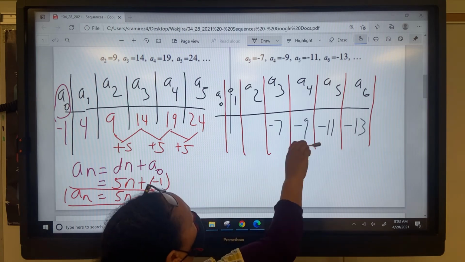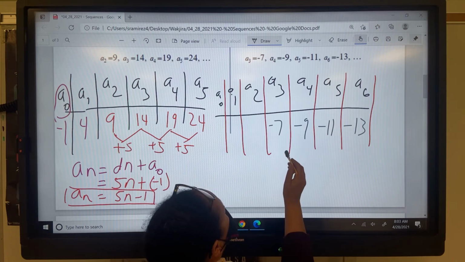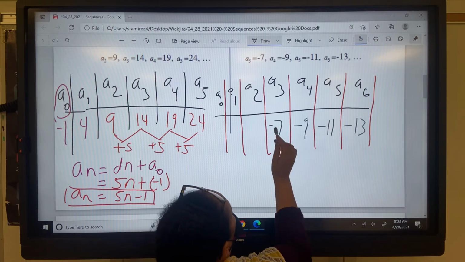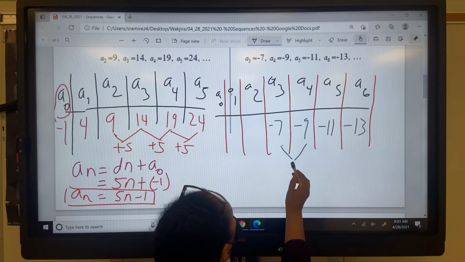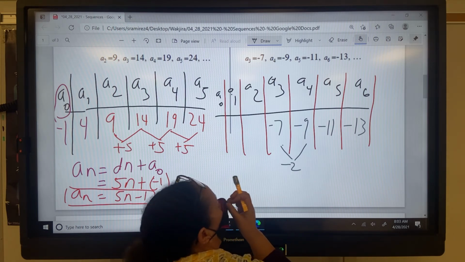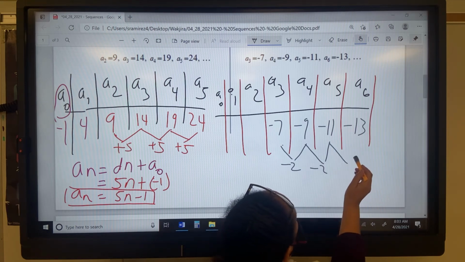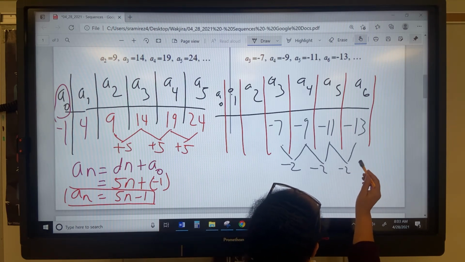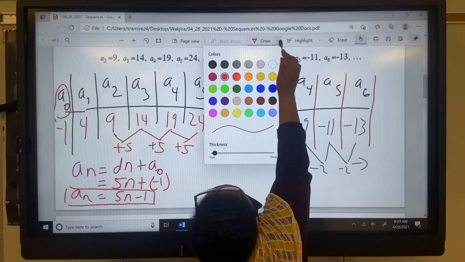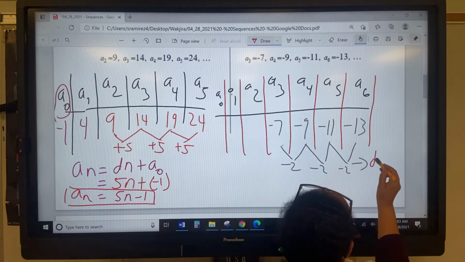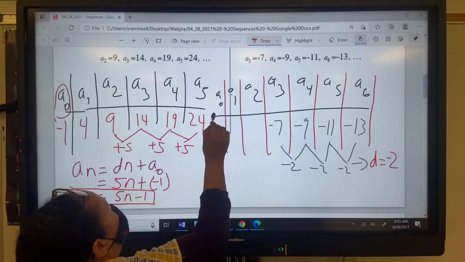When you look this way, what happened is from minus 7 to minus 9, it adds minus 2. When you add minus 2 to minus 7, it will give you minus 9. So the difference is minus 2, the same here, minus 2, the same here, minus 2. So that will give us our D equals minus 2. Now we have to find out A sub 0.